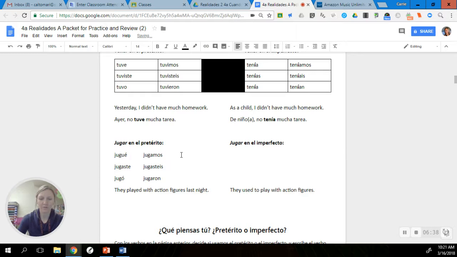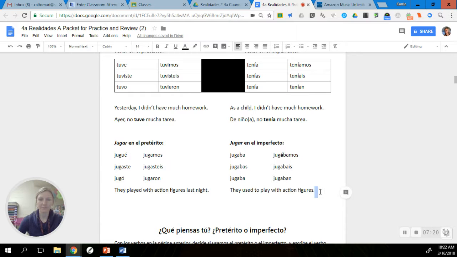But in the imperfecto, your forms are going to be jugaba, jugabas, jugaba, jugábamos. Okay, and yes, that is an accent on the nosotros form. It's the only form that has an accent in the imperfecto. Jugábamos. We've got vosotros, jugabais, y ustedes, ellos, ellas, jugaban. So jugaba, jugabas, jugaba, jugábamos, jugabais, jugaban.